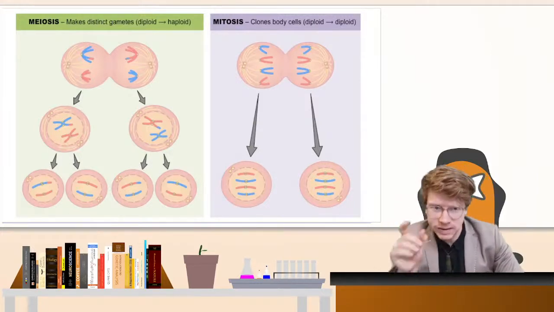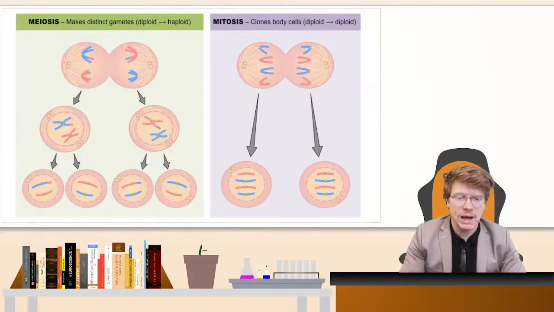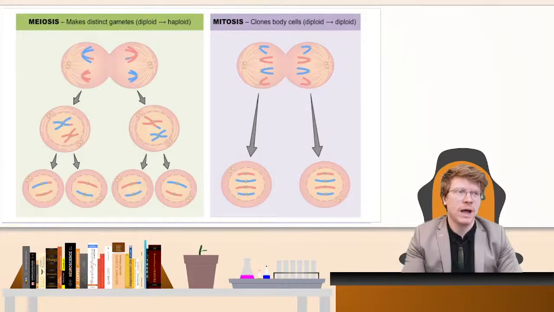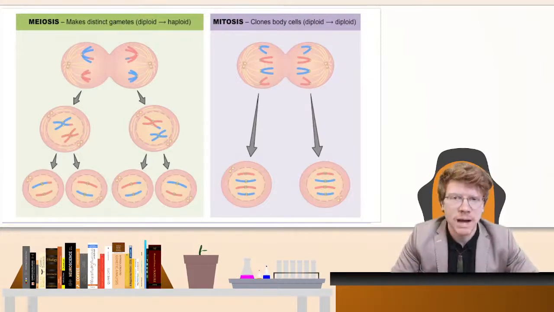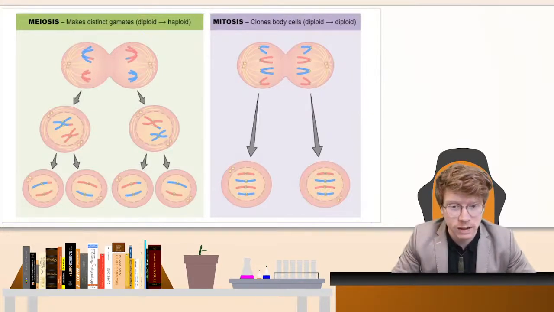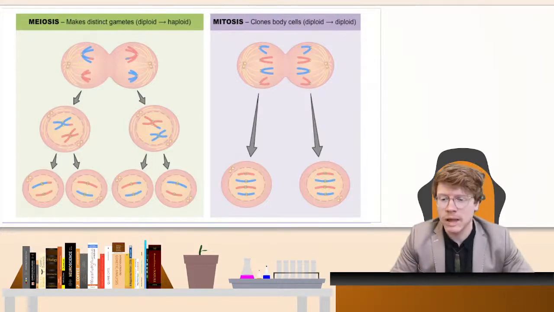You start off with a diploid cell, meaning it has 2 copies of the genome, it has 2 sets of chromosomes, I should say, and it makes another cell that also has 2 sets. Meiosis is different because it's about making sex cells, which we also call gametes. You start off with a diploid cell, and then it eventually makes a whole bunch of haploid cells, haploid meaning half of what you'd normally expect.